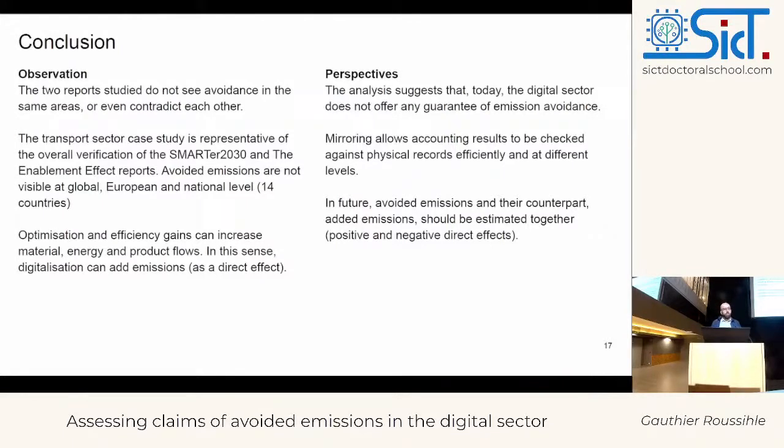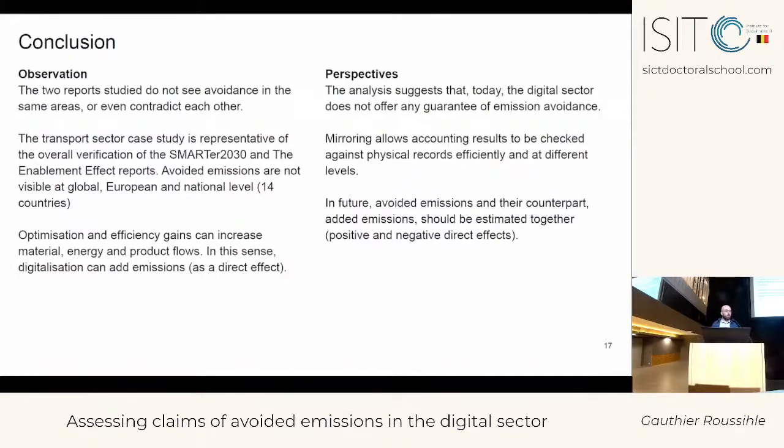And if we look at what's called added effect, added emission or direct effect, we can also think that optimization and efficiency gains can increase material, energy, and product flow. That's what Jack was saying just before. So in this sense, digitalization can add emissions. So how do we account for it?